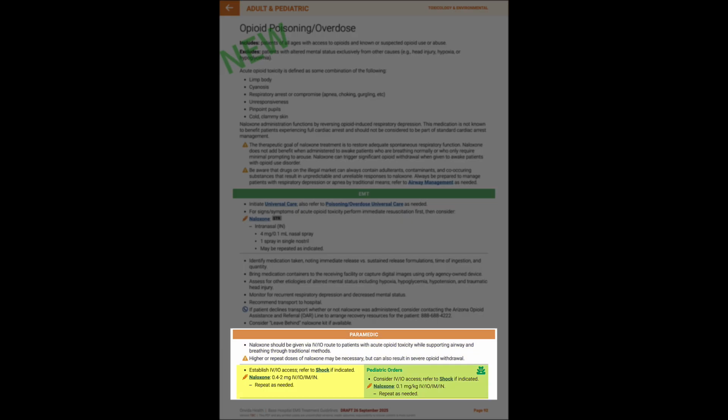Establish vascular access as needed and refer to the shock guideline if the patient is hemodynamically unstable. For pediatric patients, the recommended naloxone dose is 0.1 milligram per kilogram, again with repeat dosing if necessary.